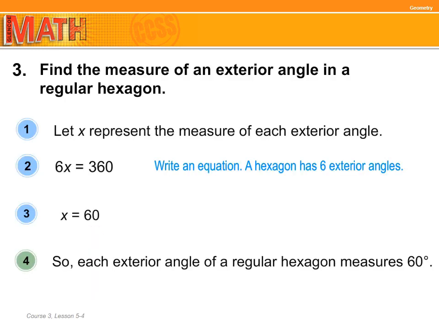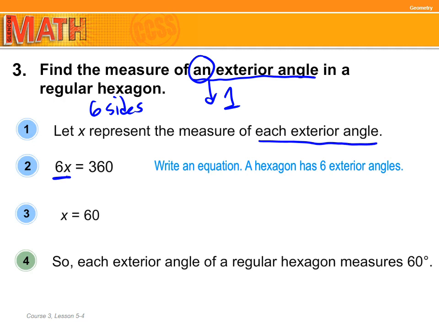So example 3, find the measure of an exterior angle. Again, this keyword "an" means just one, of a regular hexagon. Again, 6 sides. Let x represent the measure of an exterior angle. So we're going to take that 6, multiply it by x, which represents each of the angles, equal to 360 because it equals 360 degrees. Divide by 6, you get x equals 60. So each exterior angle of a regular hexagon measures 60 degrees.